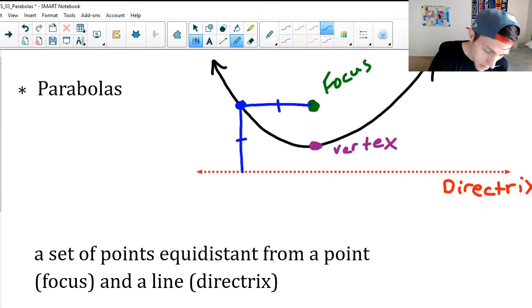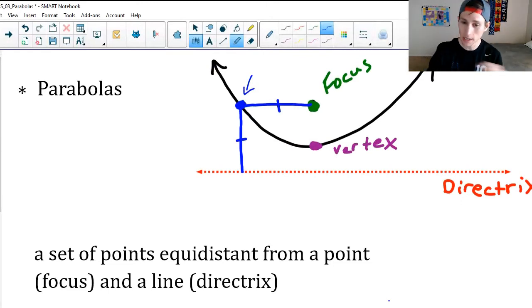Okay, but I have it illustrated here, which is this blue point. So if we pick any point on the parabola, the distance between that point and the focus is the same distance that that point is away from the directrix. I really want this to work for me, but it's not. Oh well.